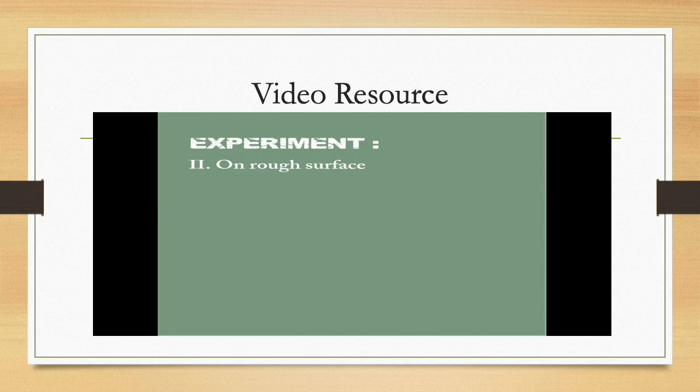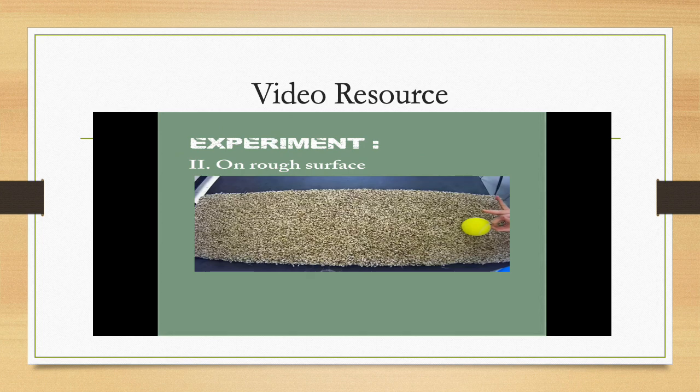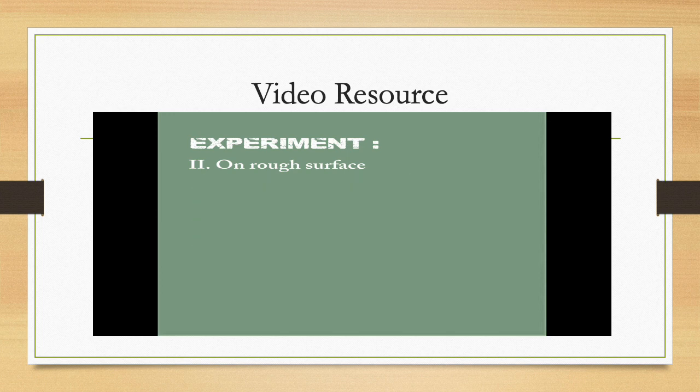Let's watch this part again in slow motion as well. You can clearly see that the bone loses speed much faster compared to the smooth surface. Eventually, the bone comes to a complete stop. This clearly shows the effect of friction on moving objects.